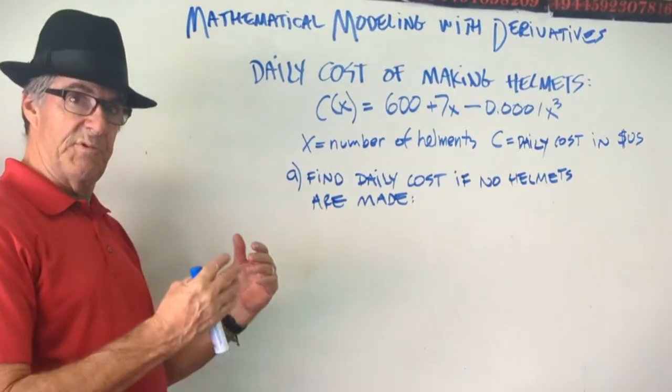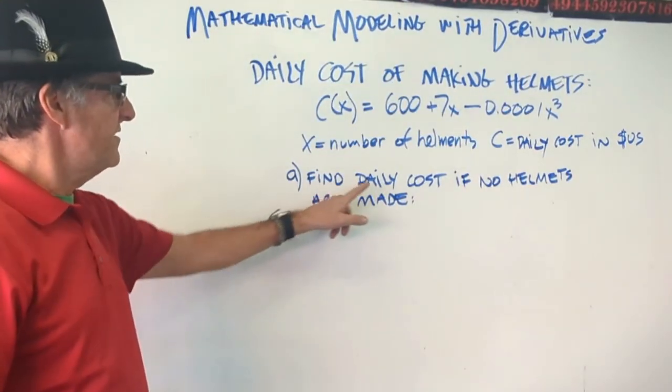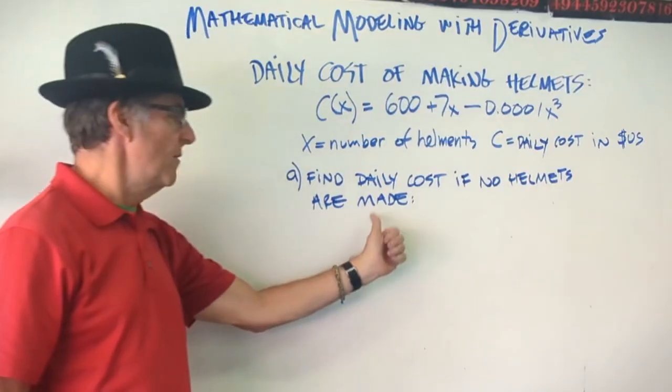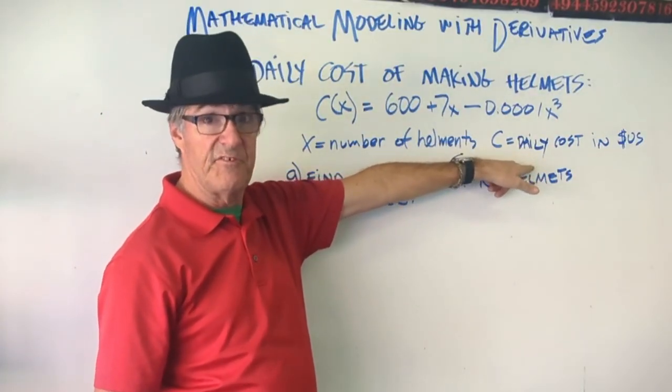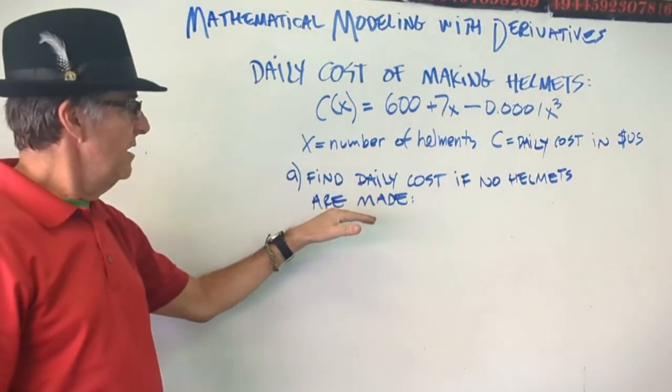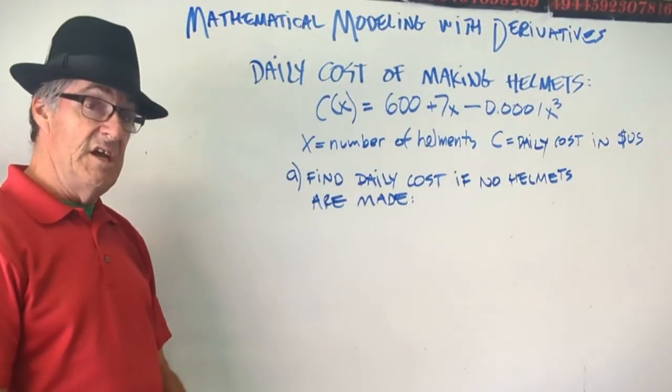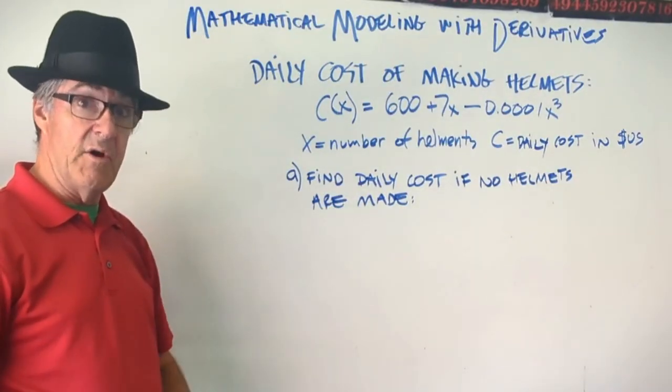Okay, your first step is pretty straightforward. Find the daily cost if no helmets are made. And I realized I wrote total cost here. I corrected that. That should be daily cost, so fix that in your notes. So how much is the daily cost if no helmets are made? So pause the video and do that.